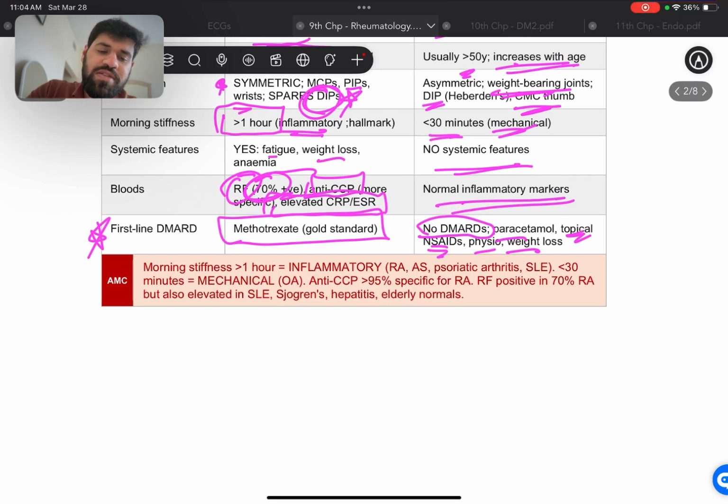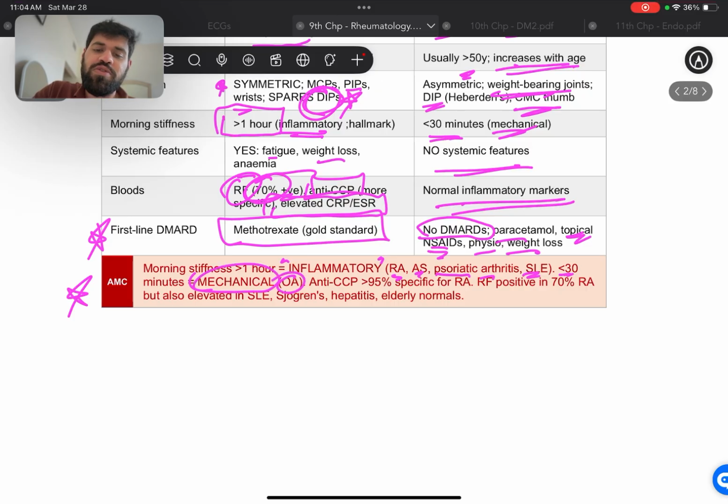All right. So the AMC trap is that if the morning stiffness is more than 1 hour and it's inflammatory in nature, we have to think about rheumatoid arthritis, AS, psoriatic arthritis, SLE, and less than 30 minutes is most likely mechanical. So osteoarthritis would be more common. Then anti-CCP is more than 95% specific for RA, whereas RF is 70% specific for positive for RA, but also is elevated in SLE, Sjogren, hepatitis, and elderly. For the elderly, normal is going to be different than the normal that we've seen in young patients.